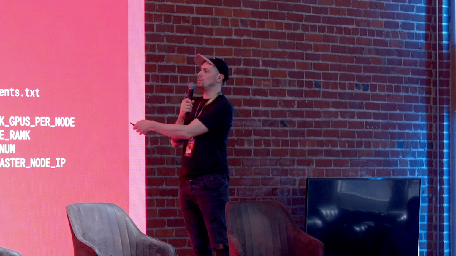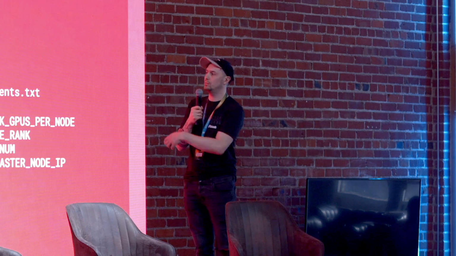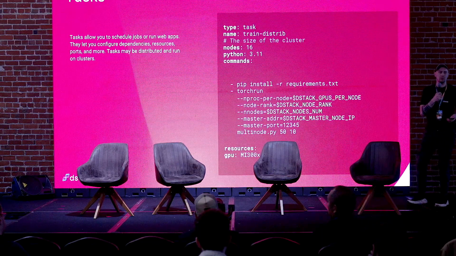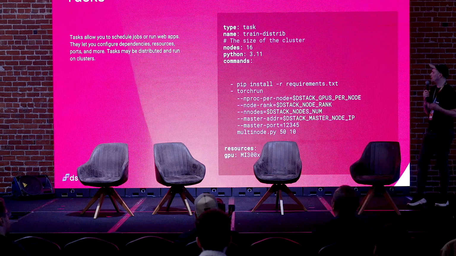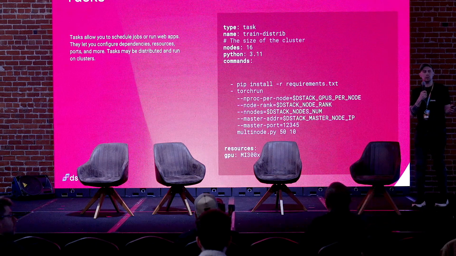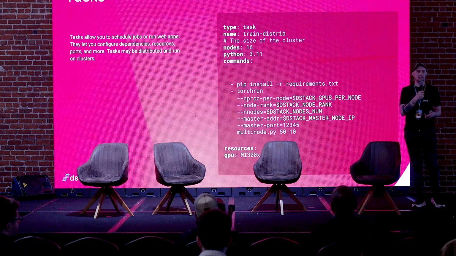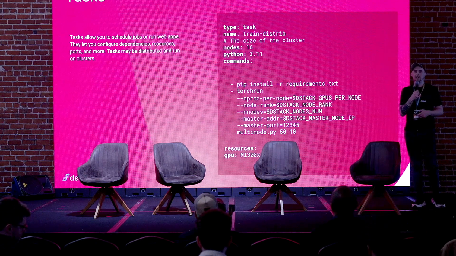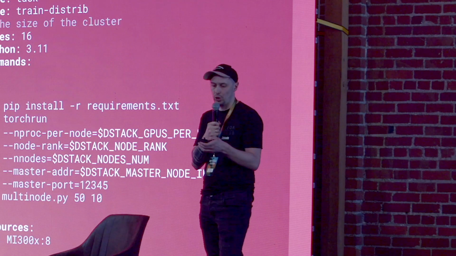dstack would pass these environment variables, which allow you to basically pass all the required information to the distributed framework to make it work. And then if you run dstack apply, dstack would automatically provision the master node and all the worker nodes and make sure that this is running on the cluster which has high internode connectivity.